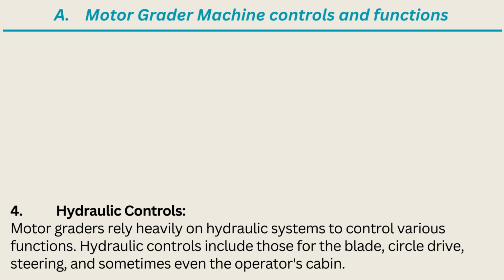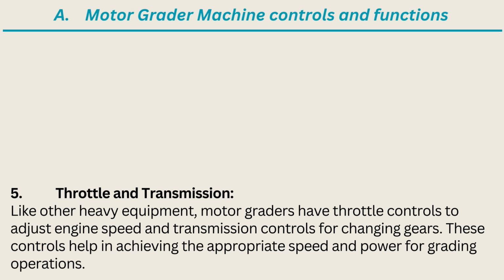4. Hydraulic controls. Motor graders rely heavily on hydraulic systems to control various functions. Hydraulic controls include those for the blade, circle drive, steering, and sometimes even the operator's cabin. 5. Throttle and transmission. Like other heavy equipment, motor graders have throttle controls to adjust engine speed and transmission controls for changing gears. These controls help in achieving the appropriate speed and power for grading operations.